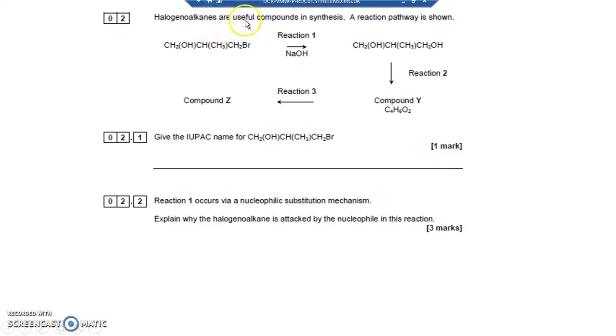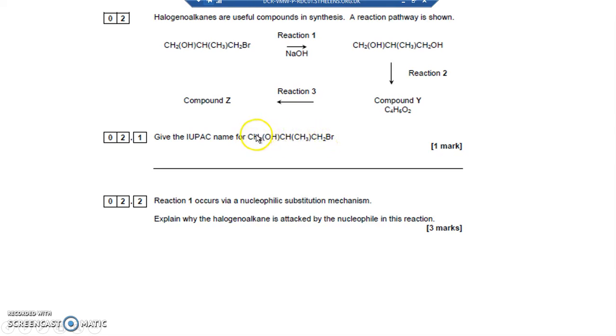Question 2. Halogenoalkanes are useful compounds in synthesis. So I've got a synthesis pathway here, a reaction pathway, starting with this chemical: CH2OH, CH, CH3, CH2Br. So I've got 1, 2, 3 carbons in a line.